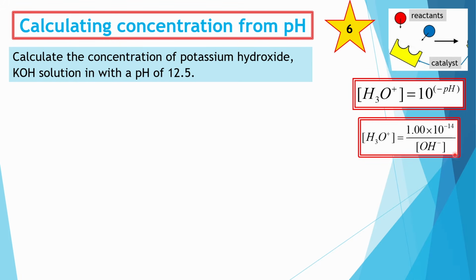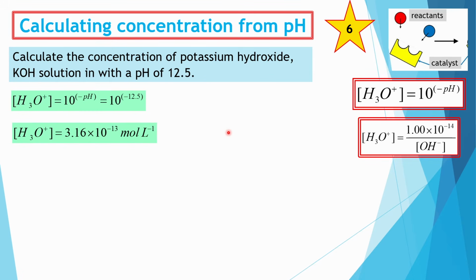I need to find the concentration of the OH-. But I use the second equation here to find the concentration of the OH- once I've worked out the H3O+ concentration. So first step, work out the concentration of H3O+ from the pH. I work that out by putting that in my calculator. I go negative log 12.5 and I get 3.16 times 10 to the negative 13. Now that is the concentration of H3O+.